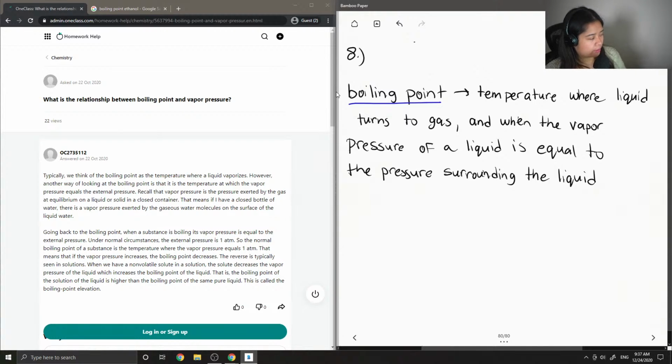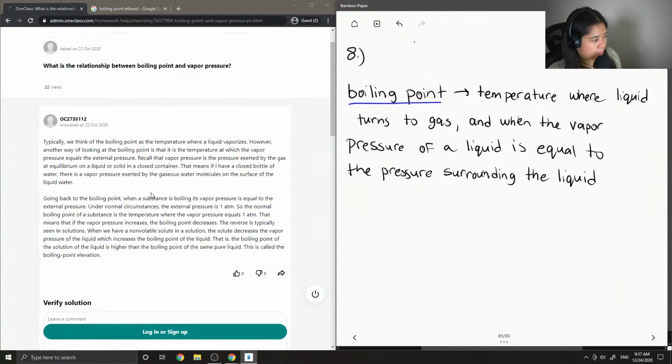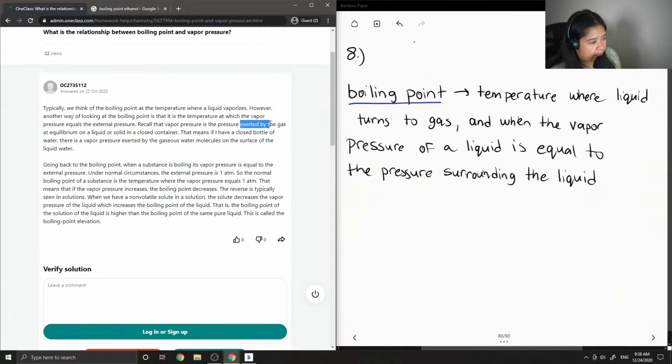Okay, so we can see what the junior tutor said. Typically, we think of the boiling point as the temperature where a liquid vaporizes. However, another way of looking at the boiling point is that it is the temperature at which the vapor pressure equals the external pressure. Recall that vapor pressure is the pressure exerted by the gas at equilibrium on a liquid or solid in a closed container. That means if I have a closed bottle of water, there is a vapor pressure exerted by the gaseous water molecules on the surface of the liquid water.